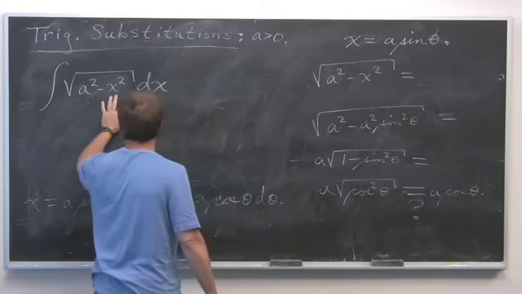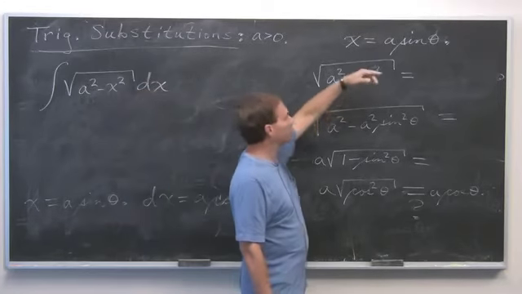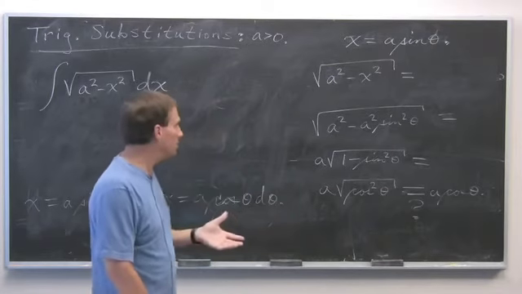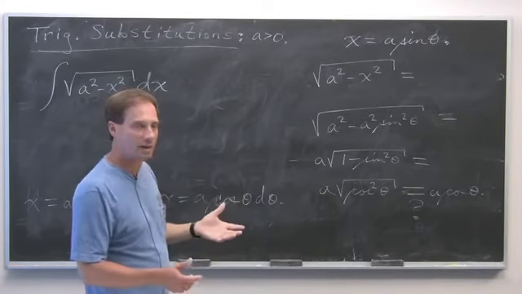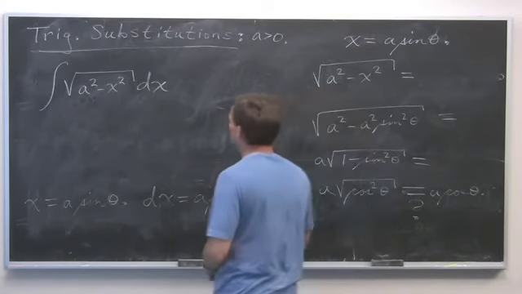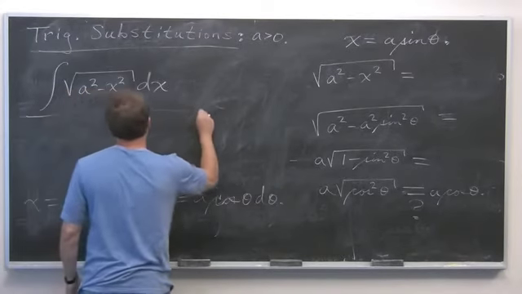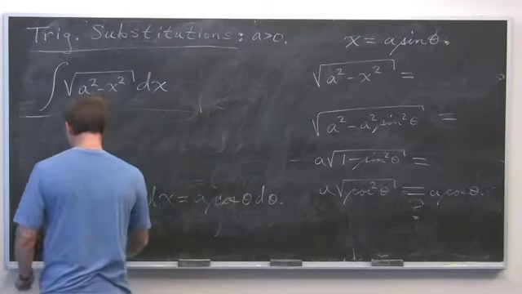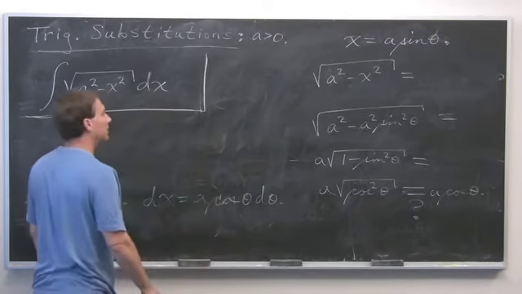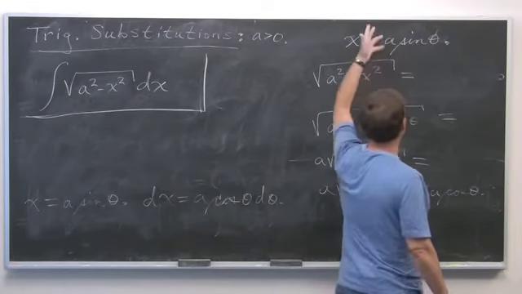X is something that already exists in this integral. We don't get to let it be anything. We get to let theta be things. We can define new variables. We can define a new variable theta in terms of x, but we can't just say let x be a sine theta. So this is the kind of thing we want to get, but what is it that you really do if you're not letting x be a sine theta? What are you doing? Well, divide by a and take the inverse sine.